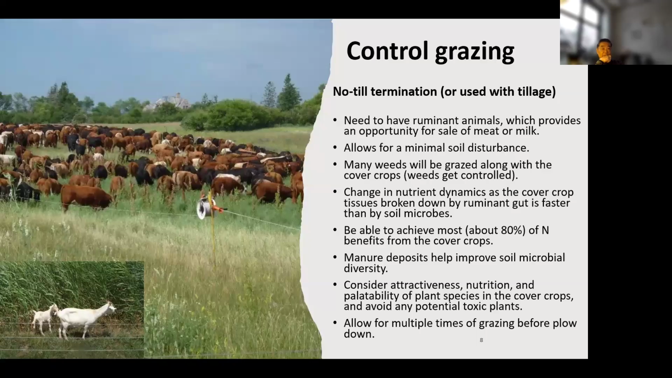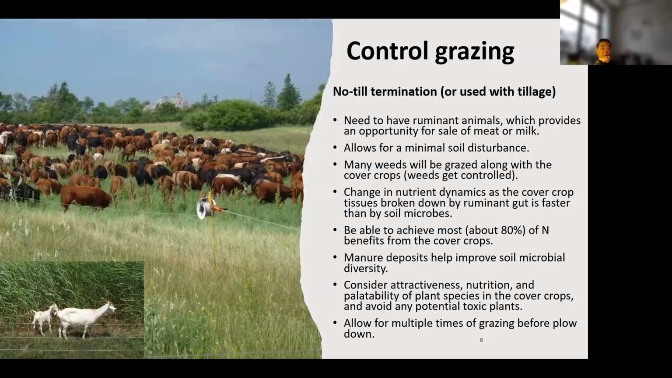And this method allows for minimum soil disturbance. Many weeds will be grazed along with the cover crop, so this is a weed control method as well. Different animals choose different weeds: goats would really graze the Canada thistle almost to the ground level, and cattle do less than that.